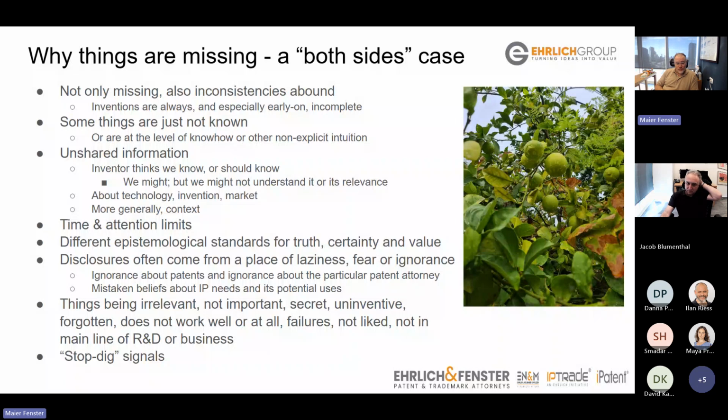And a very important reason on the side of the patent attorney is what I call stop dig signals. The patent attorney gets some sort of signal telling them, you don't need to know more about that. Patent attorney tells themselves, okay, I understand everything I need to understand. If I try to ask, people will get upset, I'm just not going to ask. There's all sorts of different signals. And one of the things we have to learn as patent attorneys is to identify these signals and understand the consequences. I'm not saying to dig when we shouldn't.